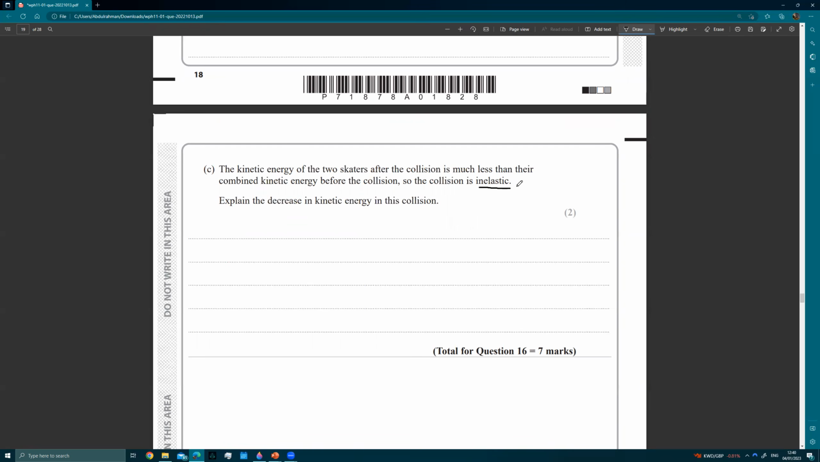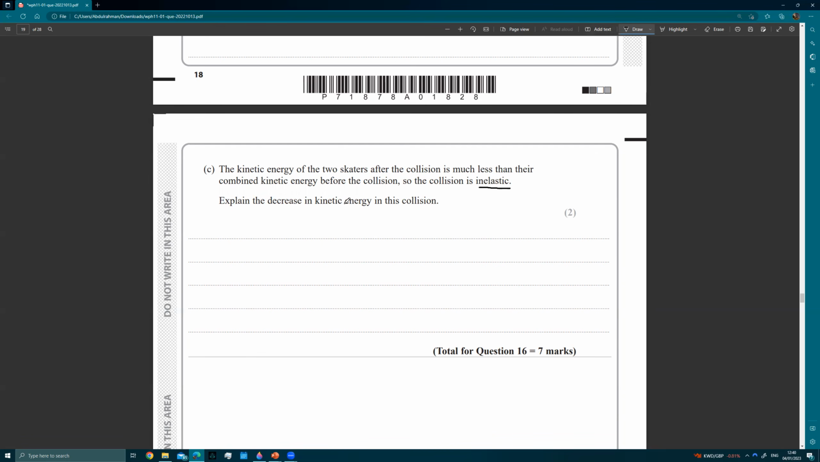Work done against frictional forces, and so on. Maybe work done against gravity, maybe work done against elastic forces, or work done in stretching a spring or compressing a spring. These are all ways where energy is transferred outside the system, so energy is not conserved. So it's an inelastic collision.